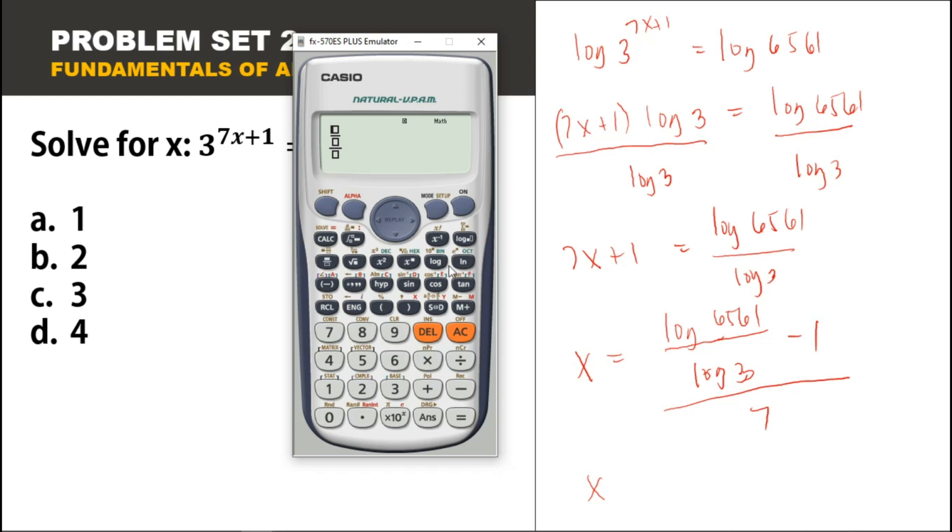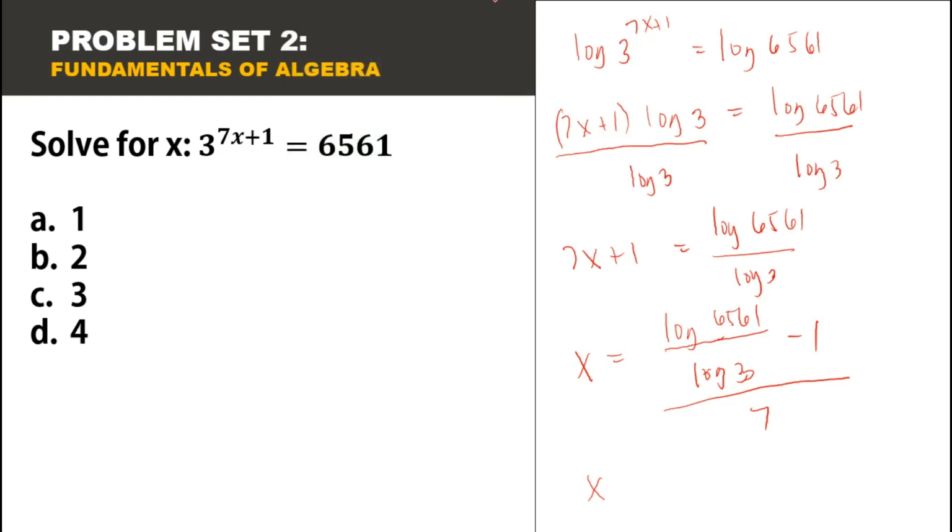So x equals the logarithm of 6561 over the logarithm of 3, minus 1, over 7. So x equals 1. You can also try shift solve.